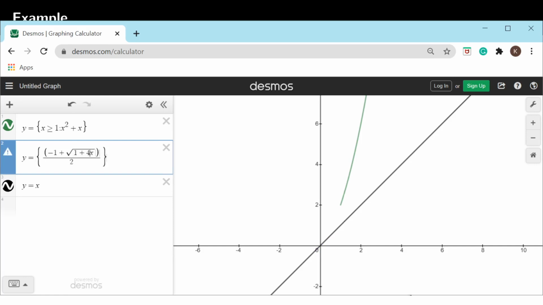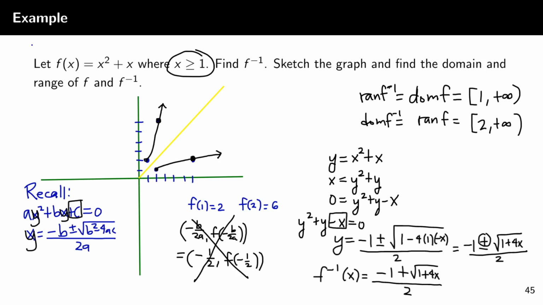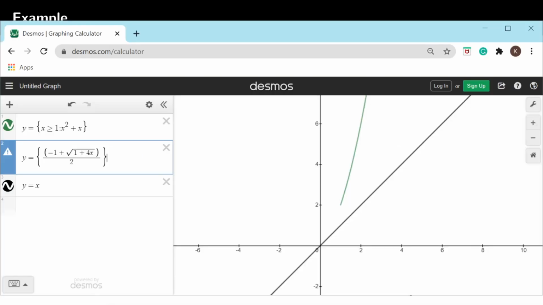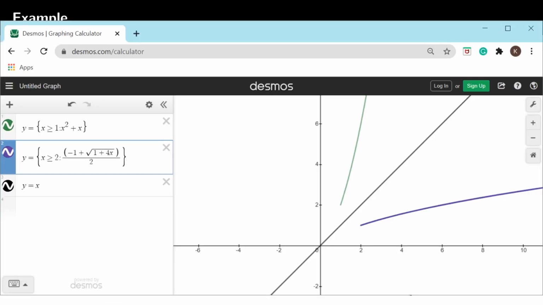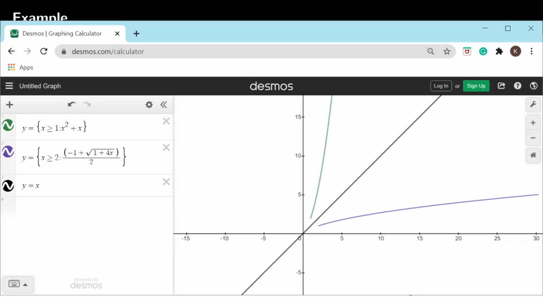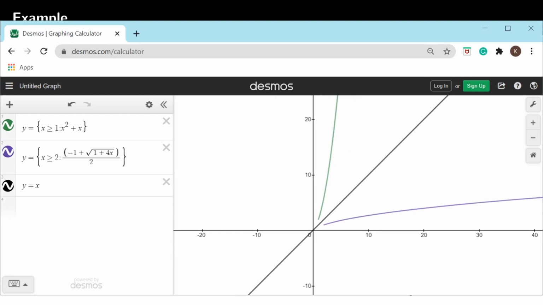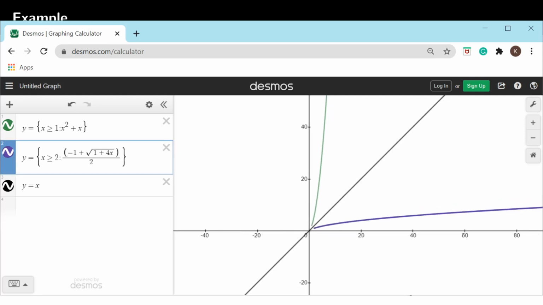And then, dun sa unahan, ilagay natin yung condition. Pero ano yung condition natin sa x? Yung x natin dito ay greater than or equal to 2. So, ilagay natin x is greater than or equal to 2. And there. It looks close enough to the one that we drew earlier. Okay. And then, andito pa rin yung line natin, tong black line, which is the line y equals x. And as you can see, mirror image nga sila.